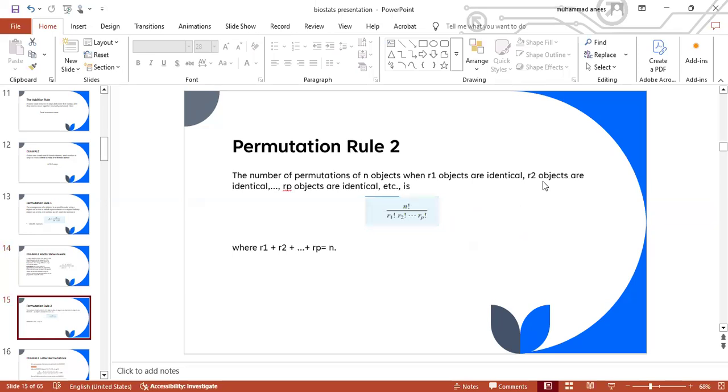Moving on to permutation rule number 2, the number of permutations of n objects when R1 objects are identical, R2 objects are identical, and Rp objects are identical. Then we use another modified version of permutation rule number 2, where R1 plus R2 and so on up to Rp is equal to n.